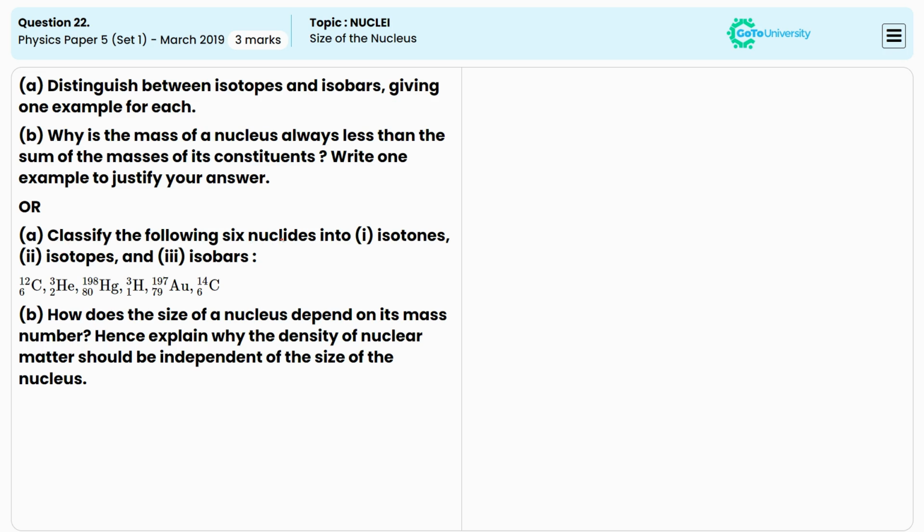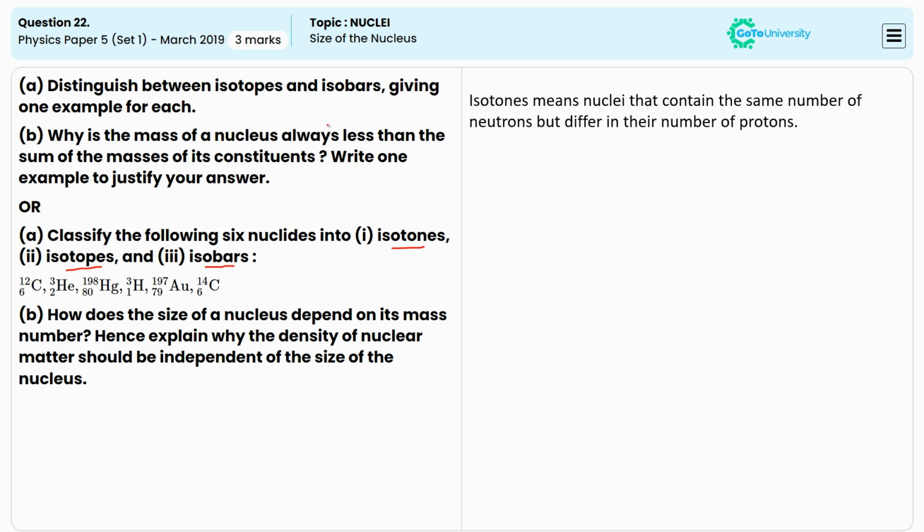Classify the following nuclei into isotones, isotopes, and isobars. What are isotones here? Isotones means the nuclei that contain the same number of neutrons but are different in their number of protons. If you observe here, isotones: Hg, that is 198 and 80. 80 is the number of protons, but 118 is the neutrons. And Au, 79 is the protons, and the same 118 is the neutrons.